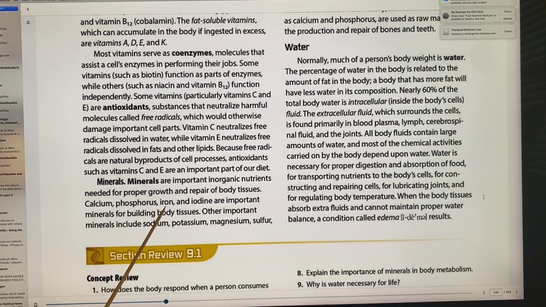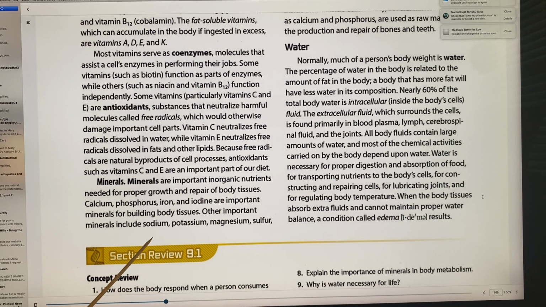Iron in your blood. If you're low in iron deficiency, your hemoglobin doesn't develop right. And iodine, that's actually in your thyroid, a very important point in your thyroid, which gives you metabolism. And these are minerals in your body tissues too.